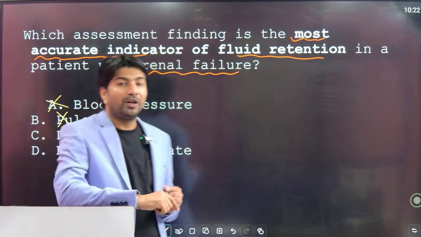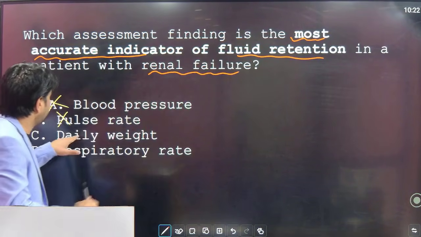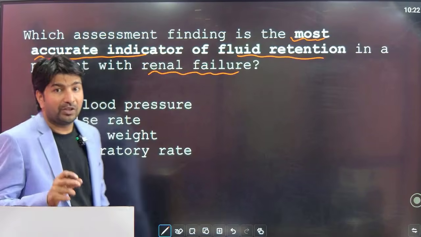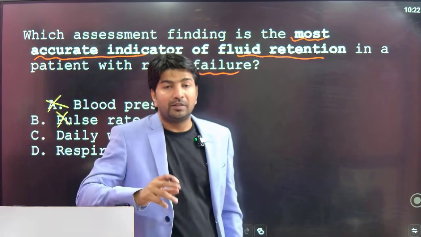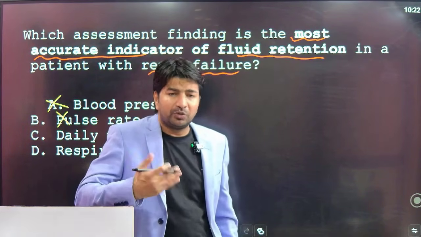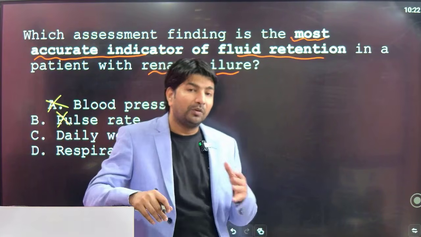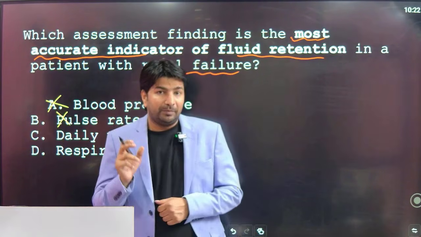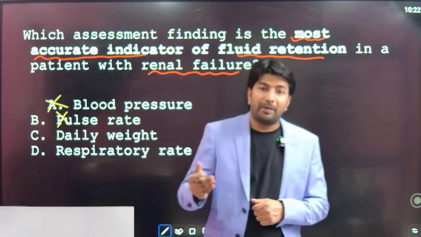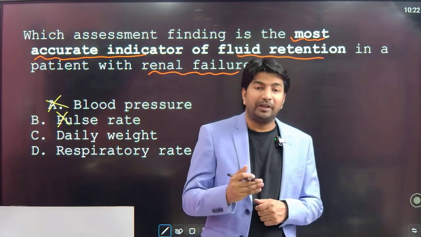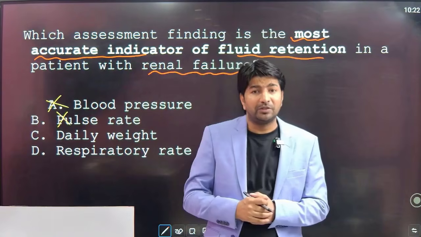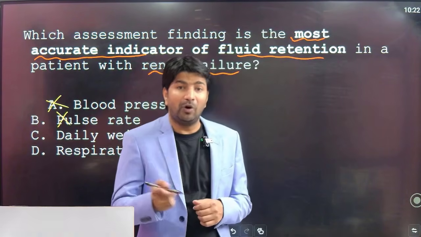But how will we know? The most reliable indicator is daily weight. We make it a point to weigh the patient every single day, making sure to do this at the same time each morning to keep our measurements as accurate and consistent as possible. In clinical practice, it is generally believed that if a patient's weight increases by about 1 kilogram within a 24-hour period, we can reasonably assume that the patient is retaining approximately 1 liter of water in their body.